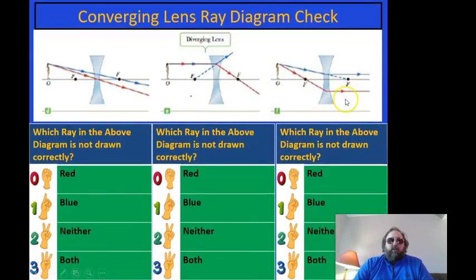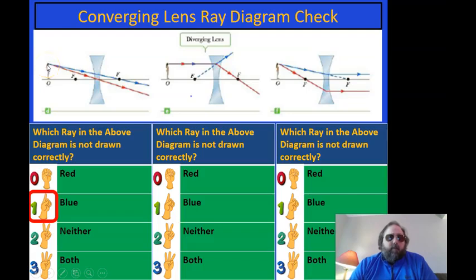All right, let's take a look at diverging lenses. So again, take a look at the 3 and decide which ray, red or blue, is not correct. For the first one, it is my blue ray. All right, so again, red goes straight through. That's fine. And then for the blue one, that is not correct.